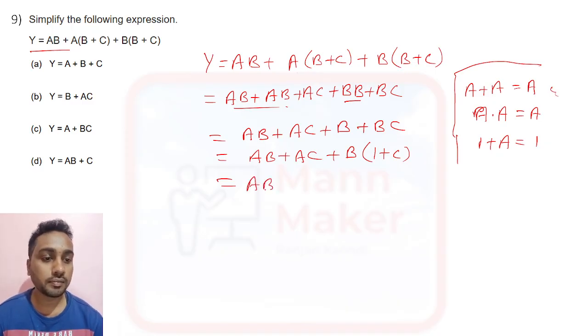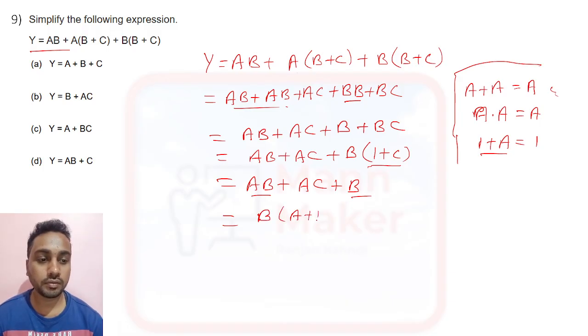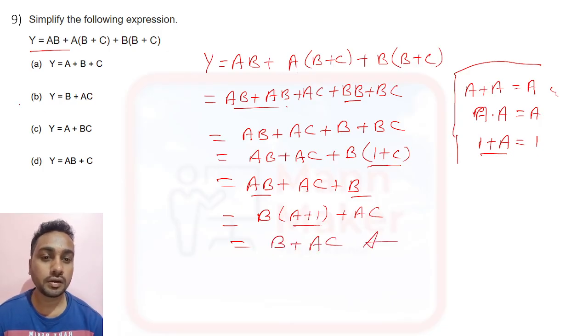So we can write AB plus AC and plus this is 1, A plus C becomes 1, because 1 plus anything is 1. So this is B. Now again if we take B common, then we can write A plus 1 and this is AC. Again this is 1. So this is B plus AC and this is the answer. Option B is the right answer. Like this you need to solve the question.